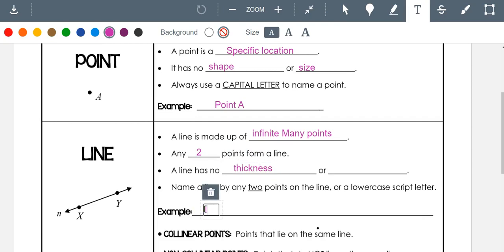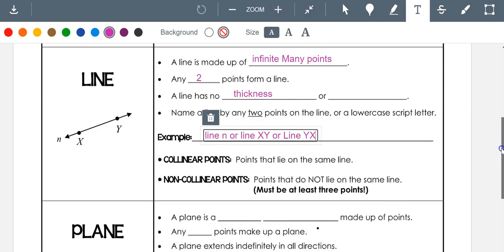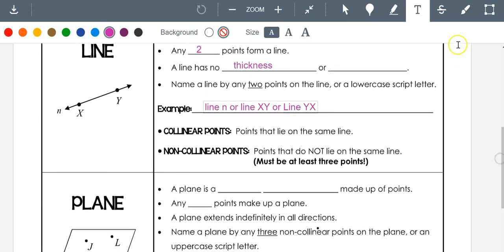Example, we have line N over here. Or we can call this example line N or line XY. It's capital X and capital Y. Or line YX, right? As long as there are any 2 points on your line. And you can fill out the rest of it. But I was just showing you how you can edit a PDF.